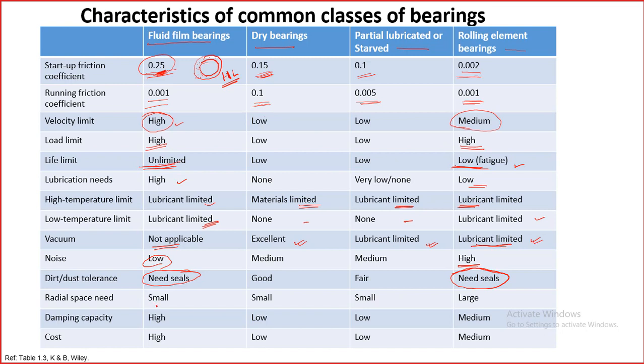Radial space need is very small, because we need a very small space just for the lubricant, whereas this one is very large because here we have rolling elements, so we have to accommodate the balls or rollers inside. So here it is filled with rolling elements all along, so we need this much space for the rolling element bearing here.